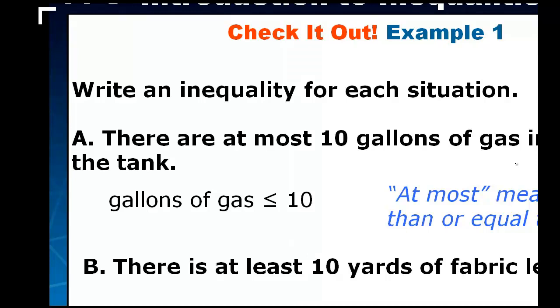Question B. There is at least 10 yards of fabric left. Okay? So, what's the meaning of at least? At least means greater than or equal to. It will be yards of fabric more than or equal to 10.